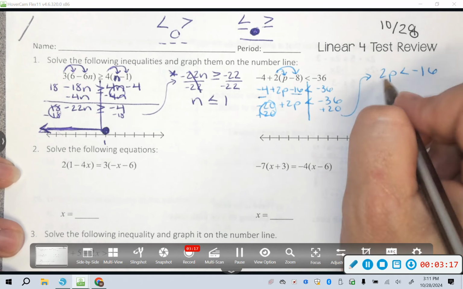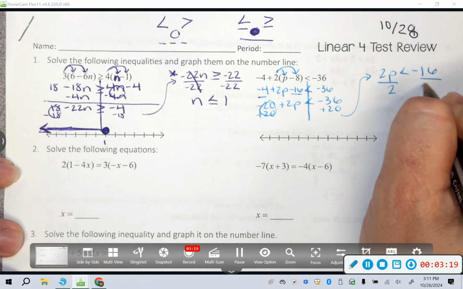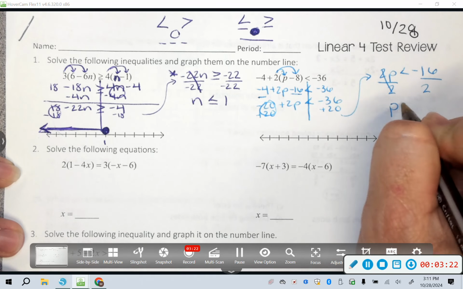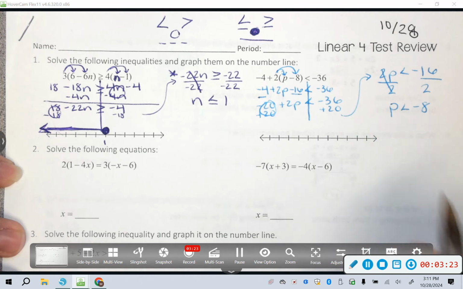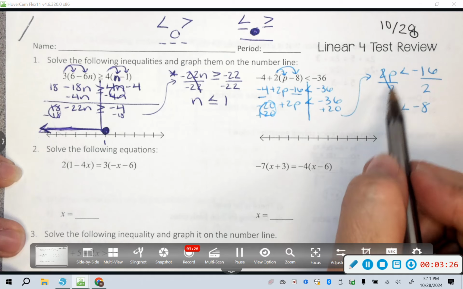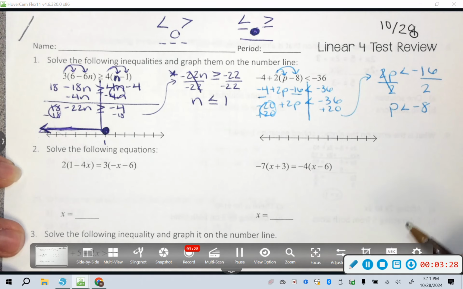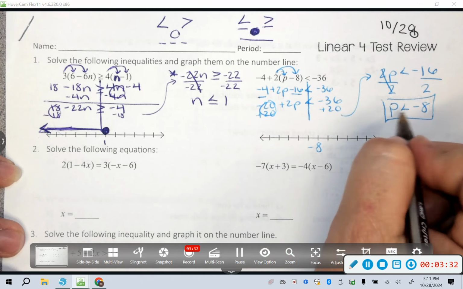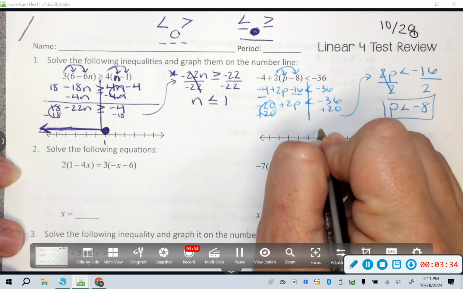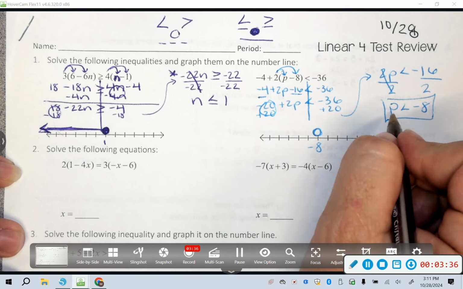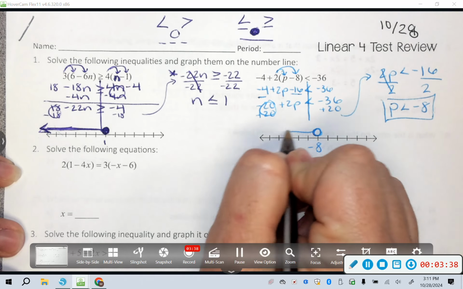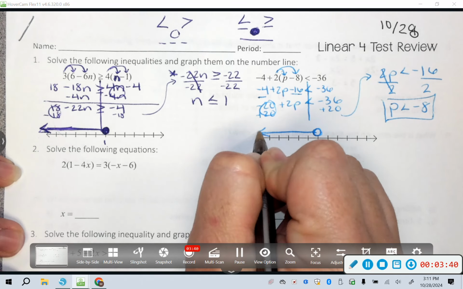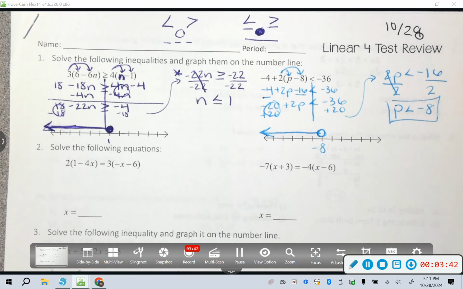And my final step is to divide both sides by 2. So I have p is less than negative 8. Now I do not flip my symbol on this side because I divided by positive 2. So I have negative 8 and p is less, so I'm going to do an open dot because it's not equal to, and less is to the left. Okay, so look at number 2.